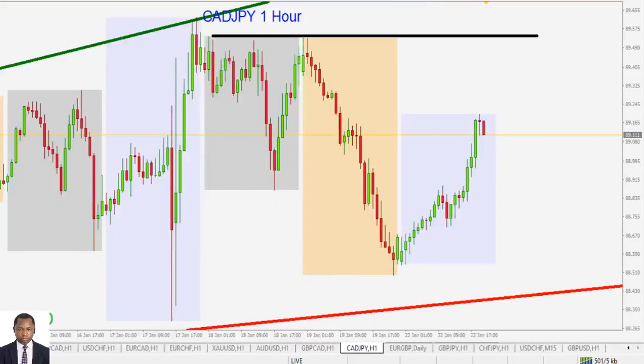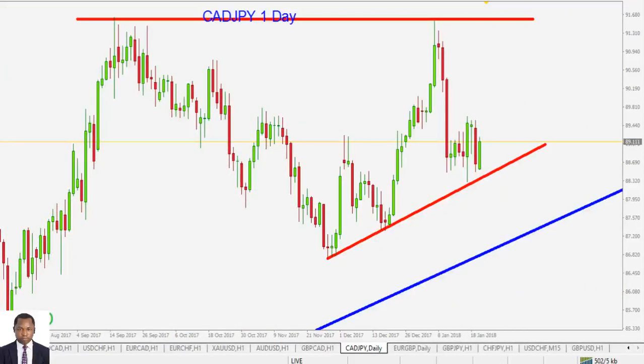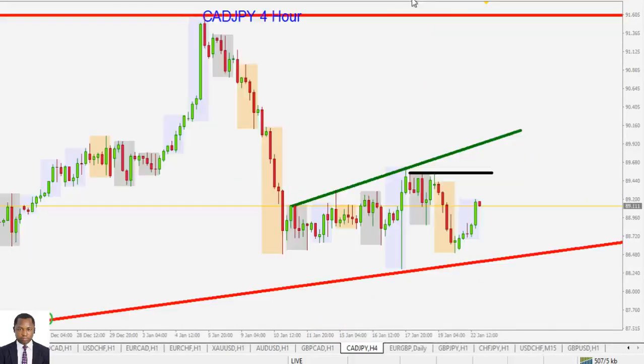The Canadian dollar against the Japanese yen, still market hesitation. Two solid down days, but we have now entered into hesitation right here. No valid trading opportunity.